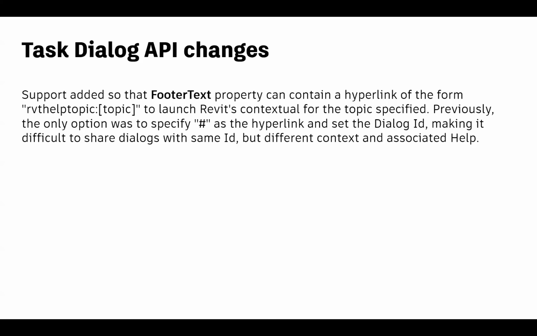There are changes in task dialog API, mostly to support the footer text property. It can contain a hyperlink now in the following form to actually launch Revit's contextual help for the topic specified. Previously, it was only possible to set the dialog ID in the hyperlink, and it was difficult to share dialogs with the same ID but different context and associated help.